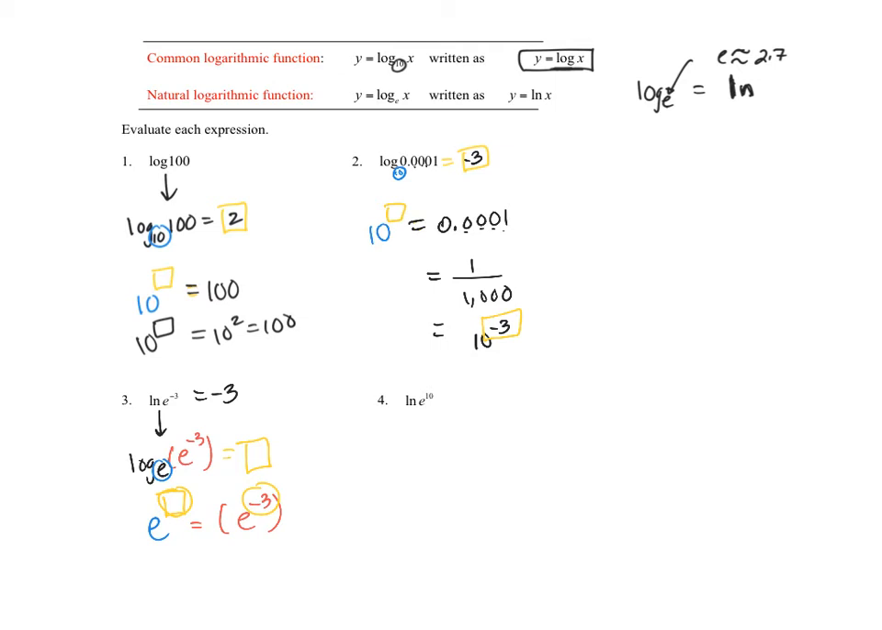Okay, so our strategy is to rewrite this as an exponent and then just figure out what the exponent needs to be. Okay, let's look at this next one. So what this really means is log base e of e to the 10th. Here's our base, and that's equal to something. All right, so we want to take e to what power, and that's equal to e to the 10th. Well, our exponent obviously is 10 here. So to solve these, I'm rewriting this in the exponent form, and then I'm looking to see what is the exponent.